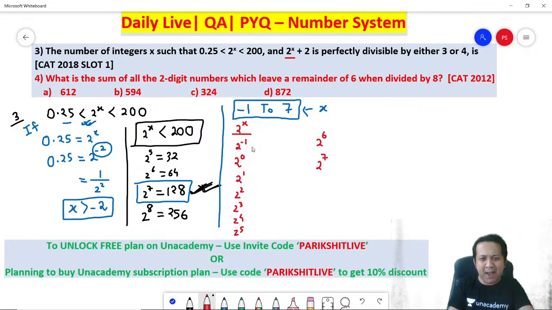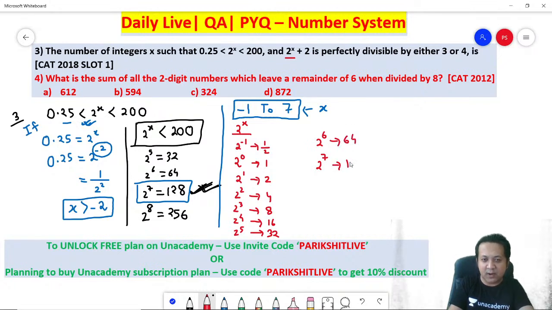What is 2 to the power minus 1? 1 by 2. What is 2 to the power 0? 1. What is 2 to the power 1? 2. 2 square is 4, 2 cube 8, 2 to the power 4 is 16, 2 to the power 5 is 32, 2 to the power 6 is 64, and 2 to the power 7 is 128. They say what you need to do is find out the value of 2 to the power x plus 2.